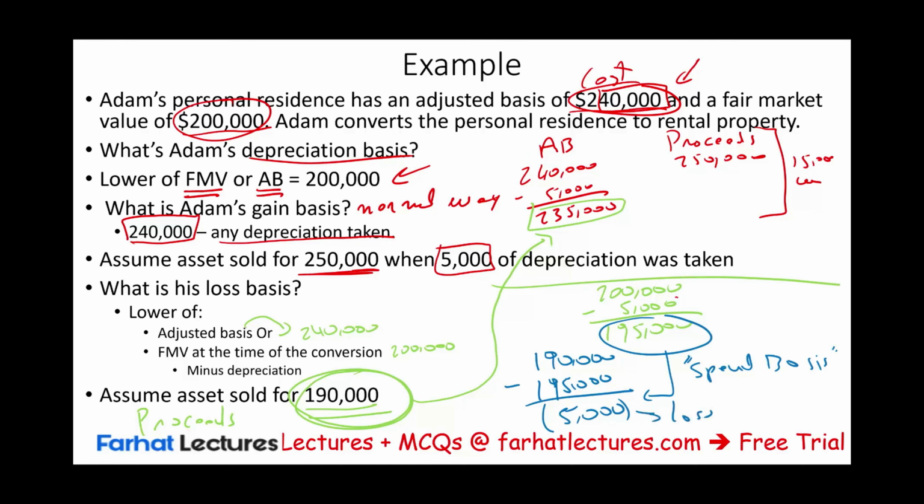You might be asking, why do we have two different losses here? Why do we have two different adjusted bases, not two different losses? Why do we have a different adjusted basis for gains versus losses? I'll tell you why, and hopefully you kind of figured it out on your own.